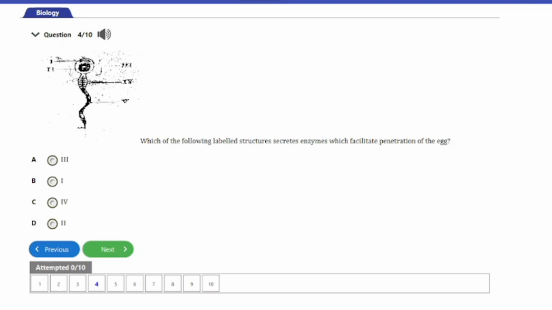It says, which of the following labeled structures secretes enzyme which facilitates penetration of the egg? We have A, III; B, I; C, IV; and D, II. So guys, the answer to this question is option B, and that's the I. The part here labeled I is the part where the sperm cell actually secretes the enzymes that help to penetrate the egg during fertilization. So that's it for that question. Let's go ahead and consider the next question.